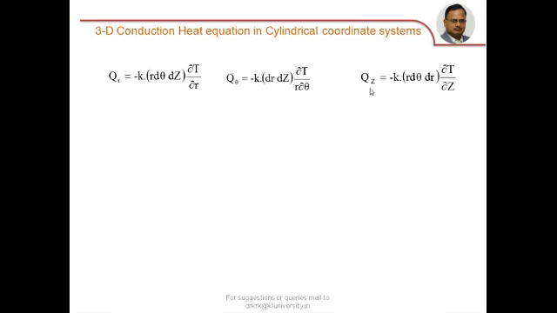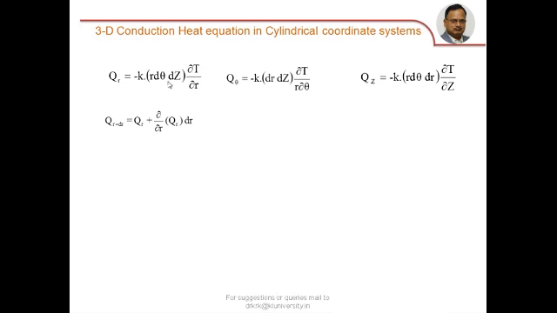In the z direction, Q_z equals minus k times the area normal to that, r d theta dr, into dT/dz. Here I have not considered k_r, k_theta, k_z separately. I am assuming k_r equals k_theta equals k_z, an isotropic material. Directly I have written the equation in this form.